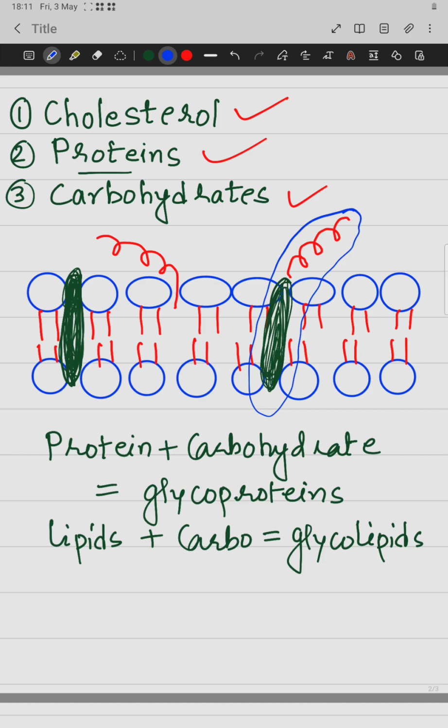So these were the other three molecules that were present in the phospholipid bilayer along with their functions: the cholesterol, the proteins and the carbohydrates.